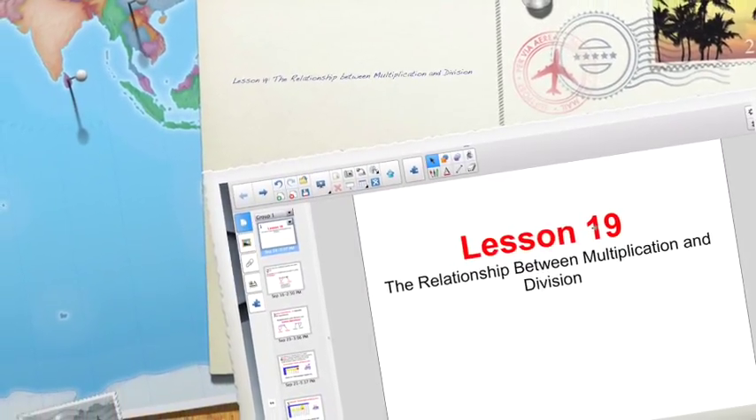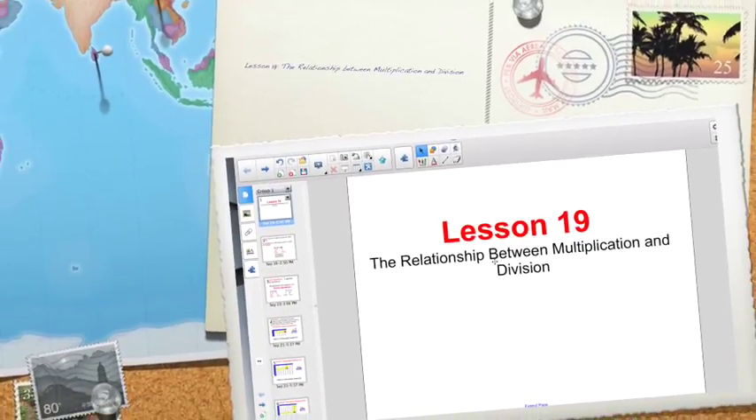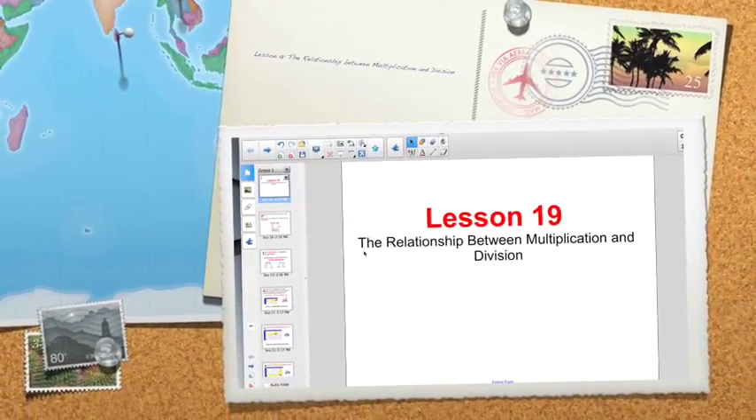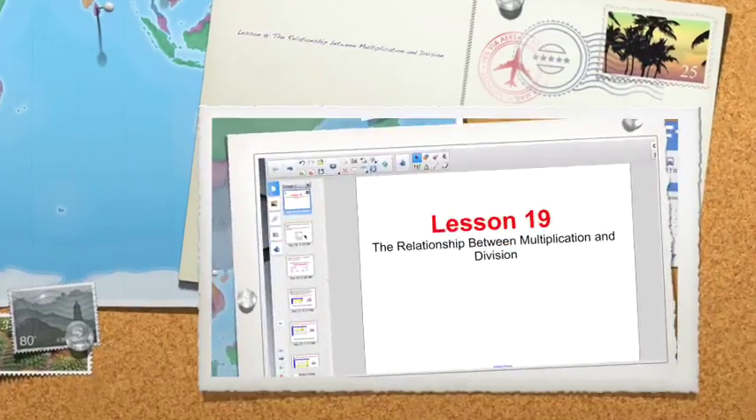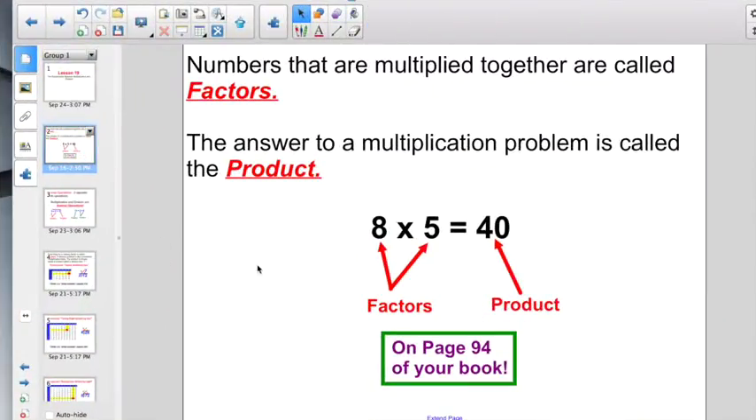Welcome to lesson 19. We're talking about the relationship between multiplication and division. A couple of things we need to go over and review again, left over from lesson 15. Numbers that are multiplied together are called factors. The answer to any multiplication problem is called the product. If you had 8 times 5 equals 40, 8 and 5 are factors. The answer 40 is the product.